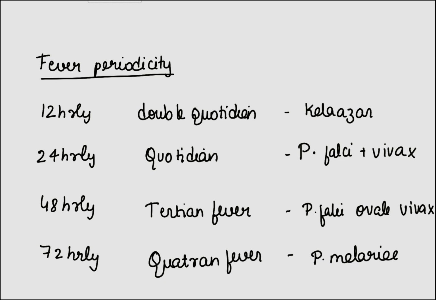Then 48 hourly, it's called tertian fever. It is mainly seen in falciparum, ovale, and vivax of Plasmodium species. Then 72 hourly, we look at it in Plasmodium malariae, and it's called quartan fever. And with that, we complete temperature and fever part.